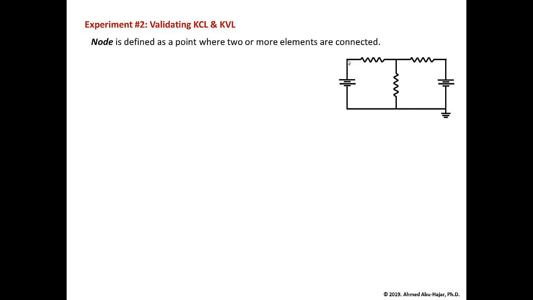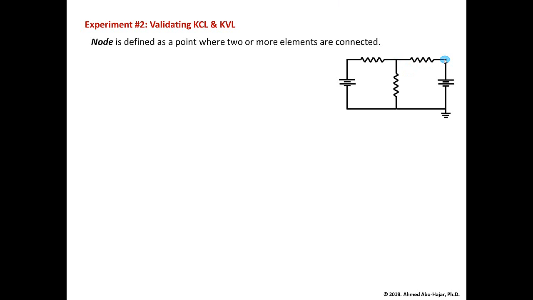There is another node in the middle here. At this node over here, we have 3 elements connected. This resistor, and this resistor. By the way, each element is called a branch. A branch is basically an element, a 2-terminal element. So this branch and this branch are connected at this particular point, so it's a node. This is the third node we have here, where this resistor and this voltage source are connected.